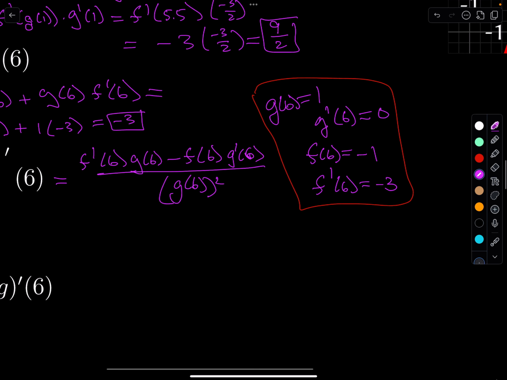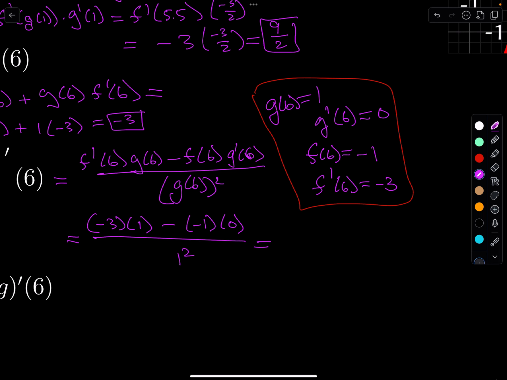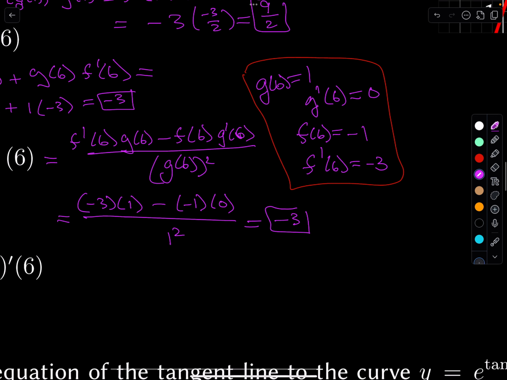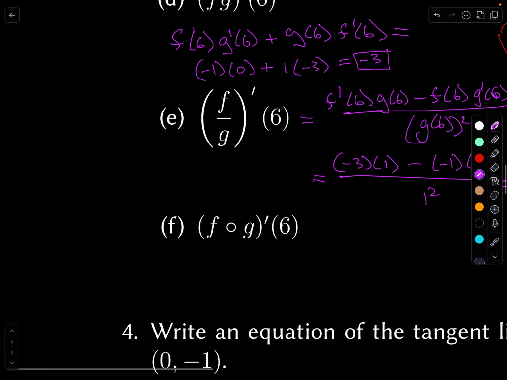Letter E, a little bit more complicated. f prime, so -3 times 1 minus -1 times 0 all over 1 squared. So I believe that's -3 as well. Huh. Interesting. One more.